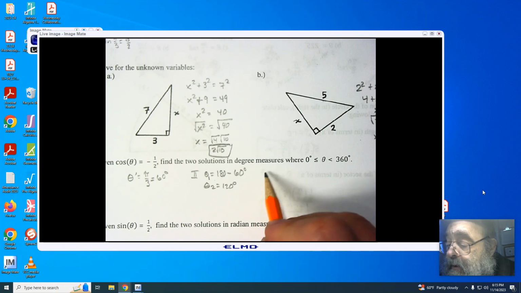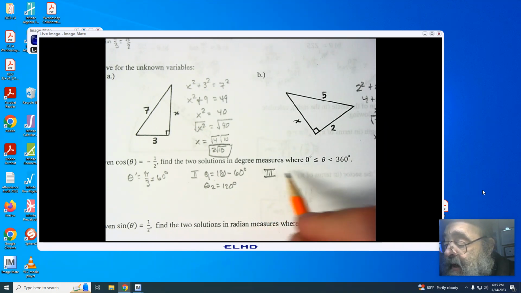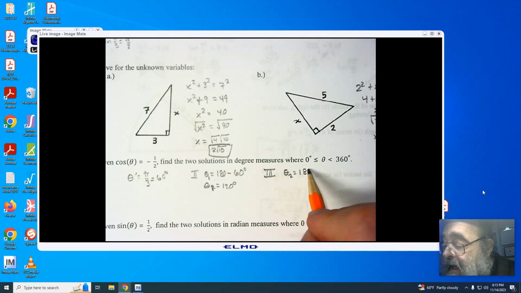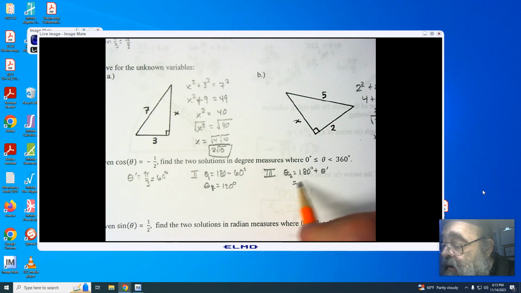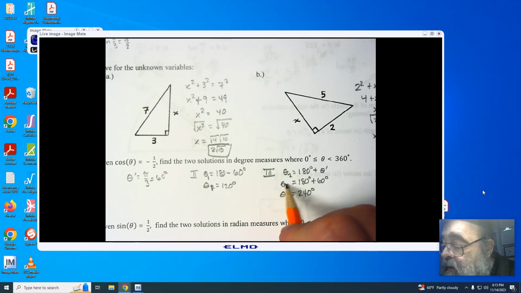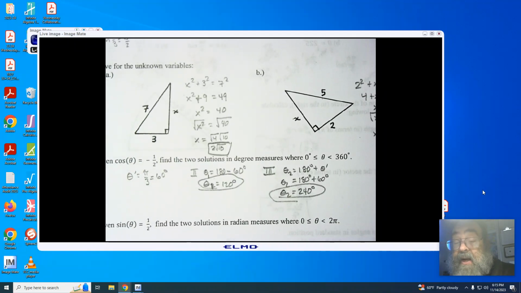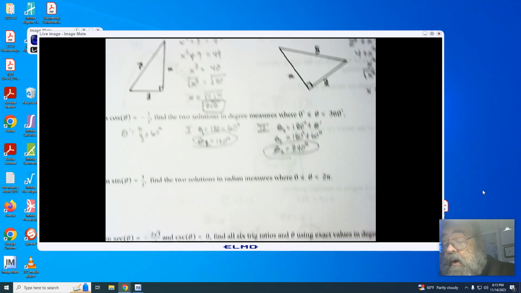Going to the third quadrant, the other place where cosine is negative, our theta 2 is going to end up being 180 plus our reference angle theta prime, and that was a 60-degree angle, so we have 180 degrees plus 60 degrees gives us 240 degrees. And this is the second solution. So we have found the two solutions in degree mode, 120 degrees in the second quadrant and 240 degrees in the third. We then go to number 9.